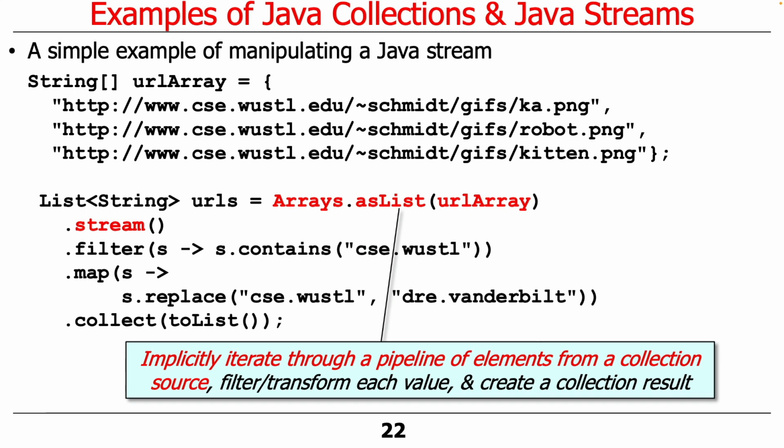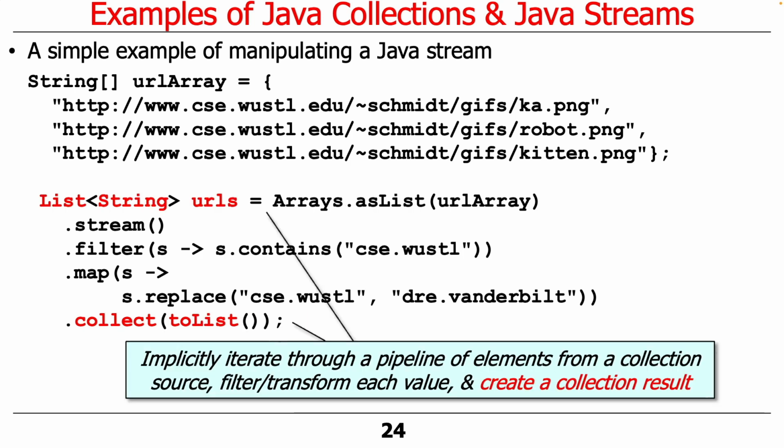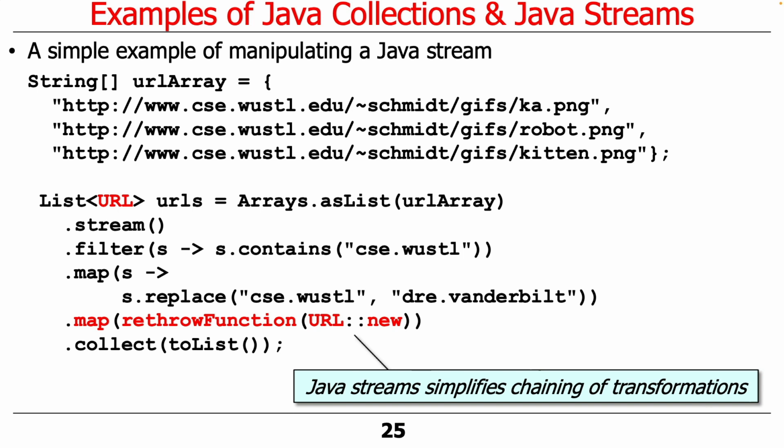The way to read this is that we implicitly iterate through a pipeline of elements from a collection source. We filter and transform each value, and we create a collection as the result. You can also trivially change this so that instead of strings, you can do URLs just by putting in another transforming intermediate operation, in this case map, which is going to convert the strings into URLs and also handle the wacky checked exceptions by using the rethrow function adapter, which is a nice form of exception laundering, as it's called.